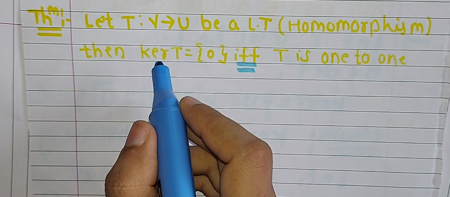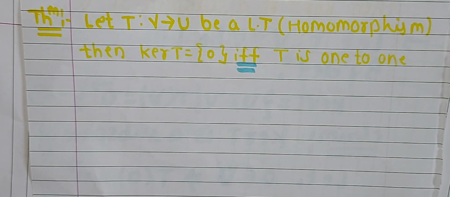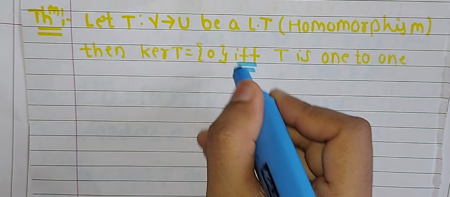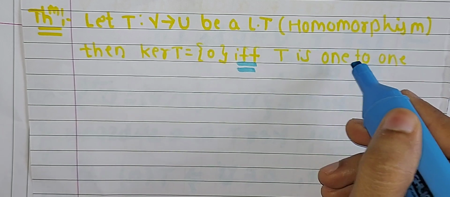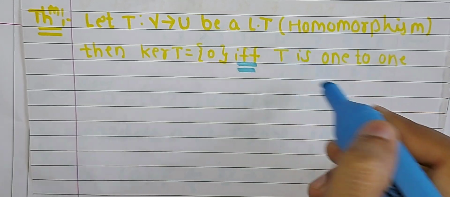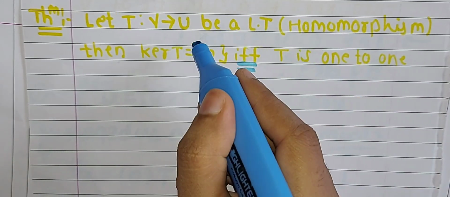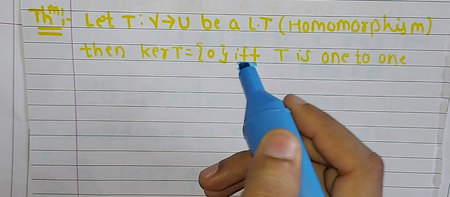So what is a kernel of T? That means a null space of T, and it's a definition we have already discussed in previous lectures. Now with the help of that definition we are going to solve this theorem very easily. And what is an if and only if? That means firstly assume this part and then we will prove this part, and conversely then we will assume this part and then we will prove the first part.